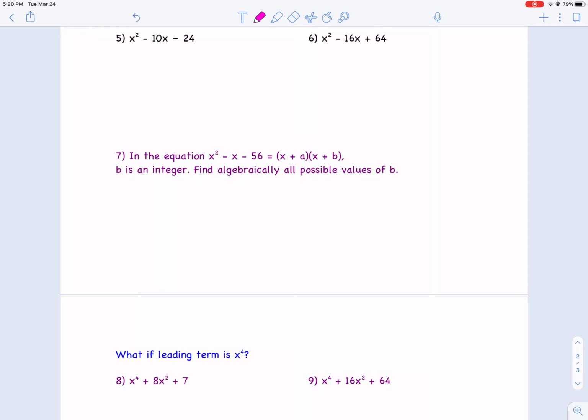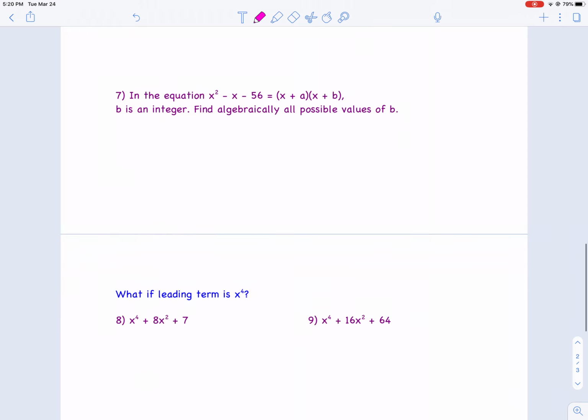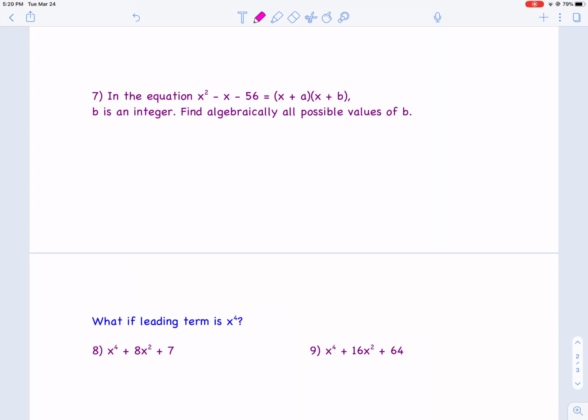I do like number 7, and I'll show you why. This talks about the order. So in this equation, if you're given x squared minus x minus 56, and it equals x plus a and x plus b, they want to know what are the possible values of b. So can we factor x squared minus x minus 56? This is a basic trinomial. We're going to open up our two sets of parentheses, right? Because that's literally what it looks like, x plus a and x plus b.